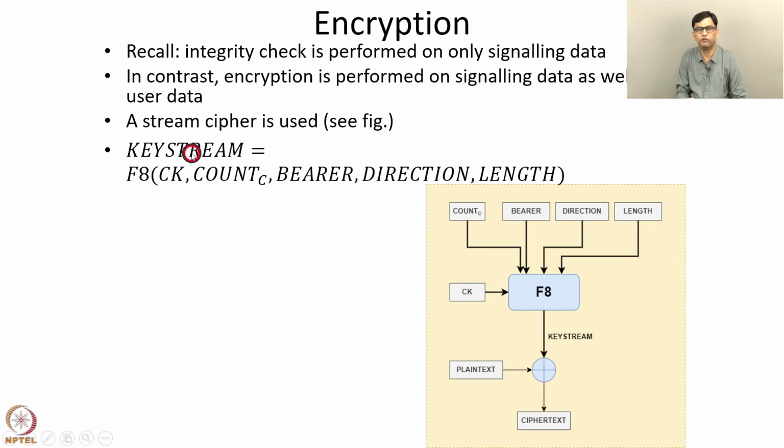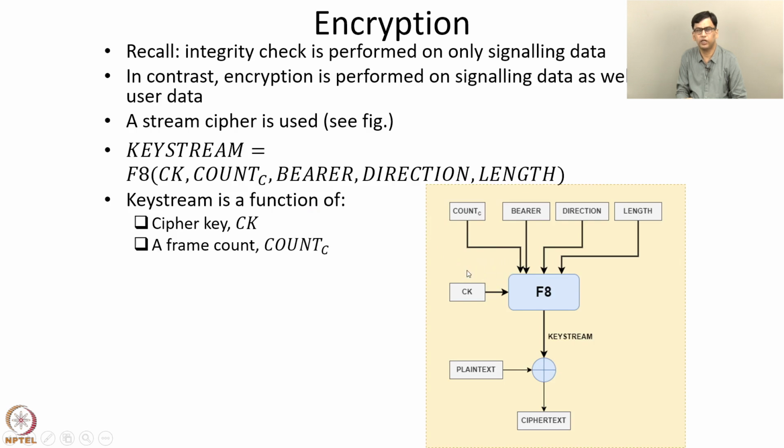Key stream equals F8 of ck, count C, bearer, direction, and length. The key stream is a function of the cipher key ck. So there must clearly be some secret used to generate the key stream, and that secret is the ciphering key ck. Then the key stream is a function of a frame count, that is count C. It changes from frame to frame. So that ensures that the key stream also changes from frame to frame.